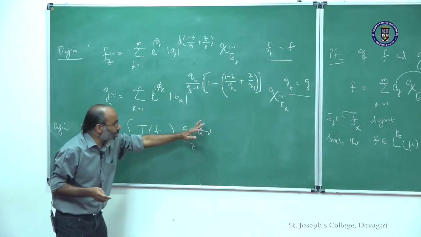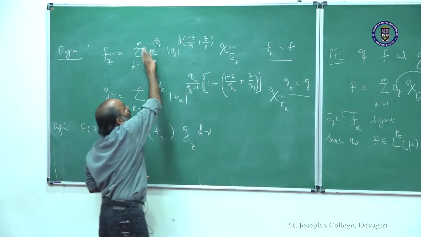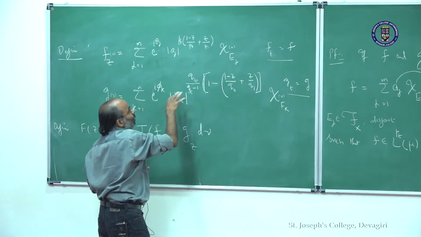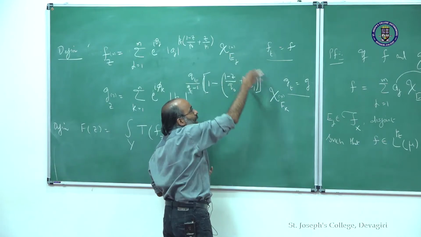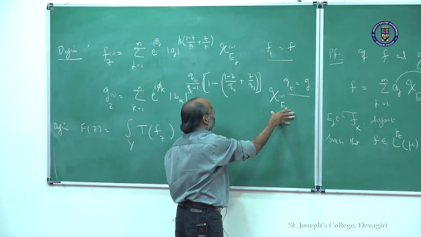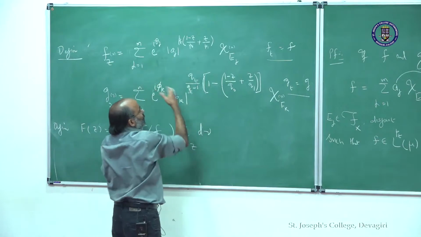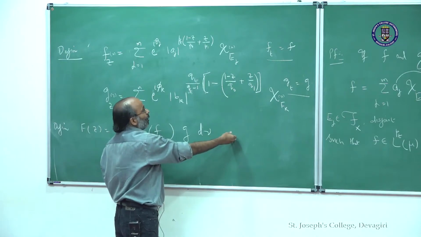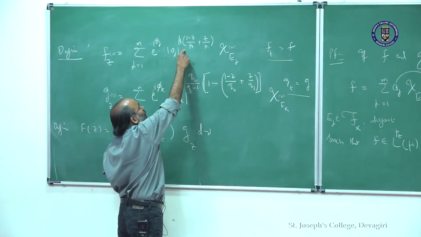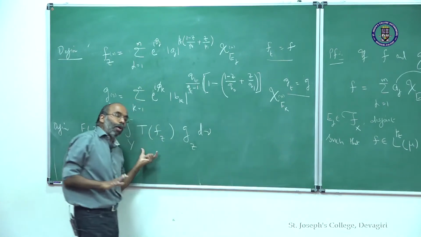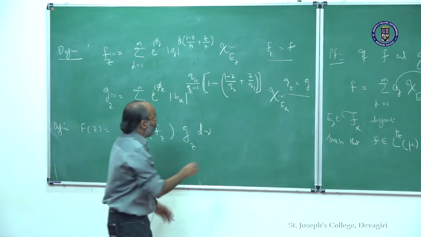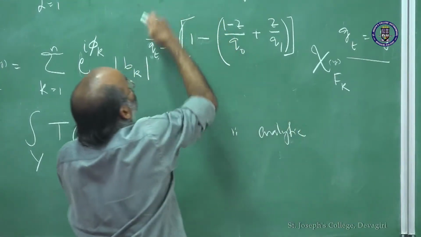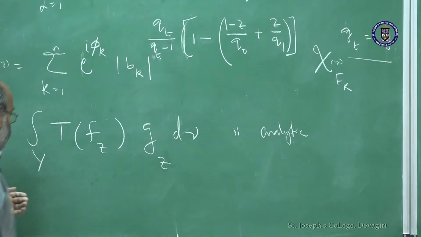If you want, you can write down the whole thing. T applied on this would be this thing times T applied on chi E_j, and integrating against g would give T chi E_j times some chi F_k. That integral will stay, and all this will come out, as it has nothing to do with the integrals. So it is a linear combination. If you calculate, it will be a linear combination of functions of this form and functions of this form, which is holomorphic. So this is a holomorphic function, this is analytic, and these are entire functions, so there is no problem, okay.